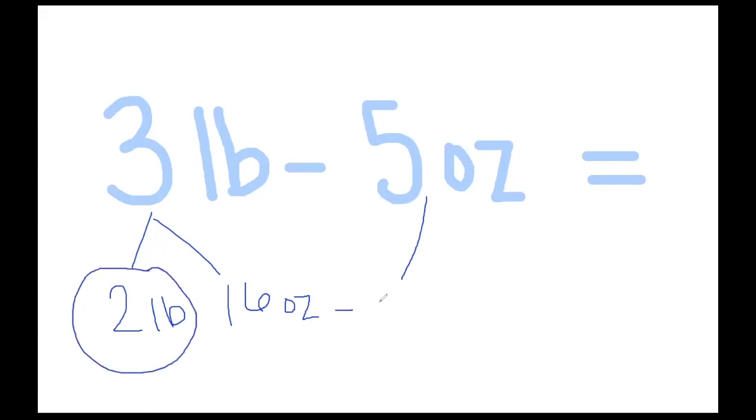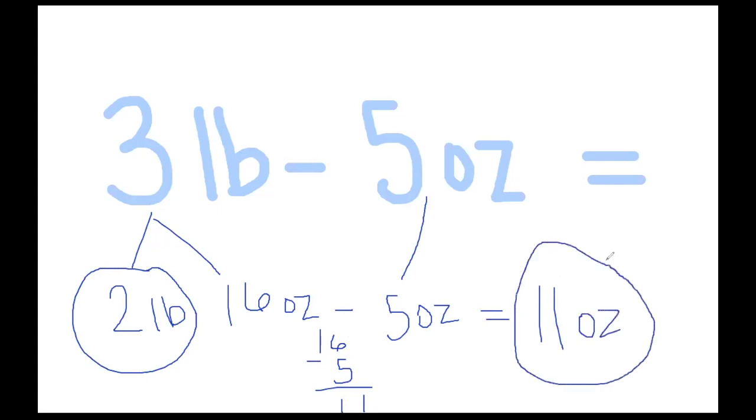So it's 16 ounces minus 5 ounces. Well, you can stack it like so. 16 minus 5. And we know that 6 minus 5 is 1, and 10 minus nothing is going to be 10. So now we have 11. So what you're left with is 11 ounces. And then we put it back together with our pounds. So the whole answer would be 2 pounds and 11 ounces remaining after the candy was eaten.